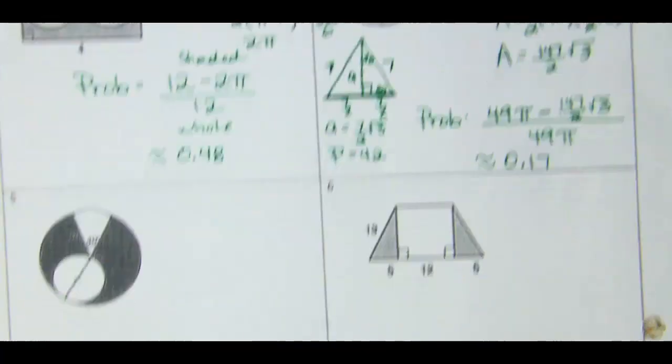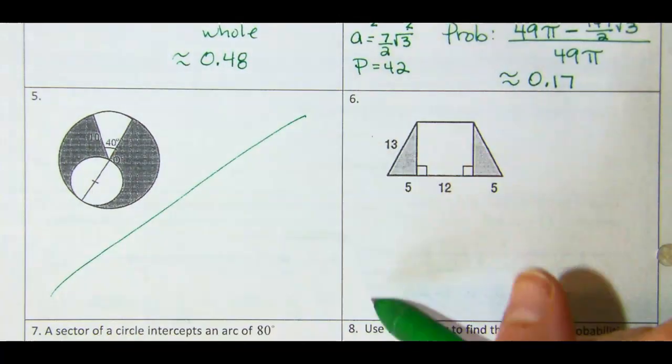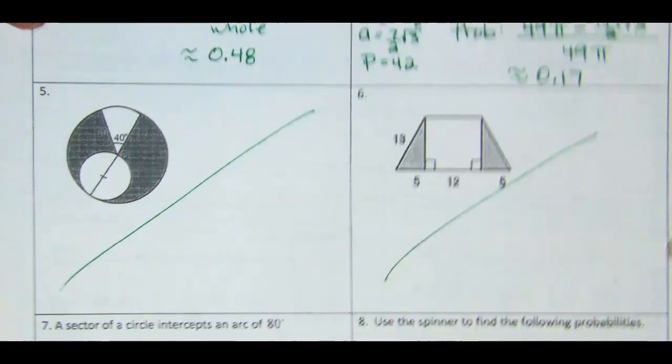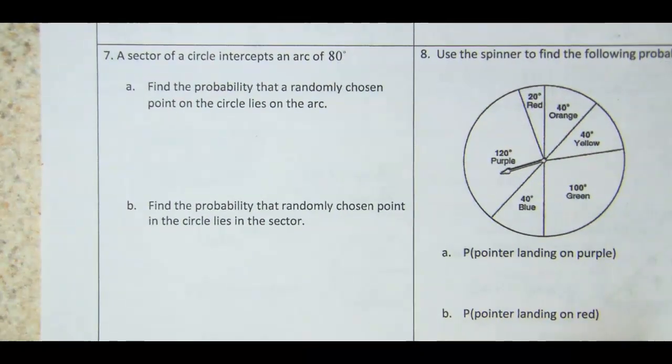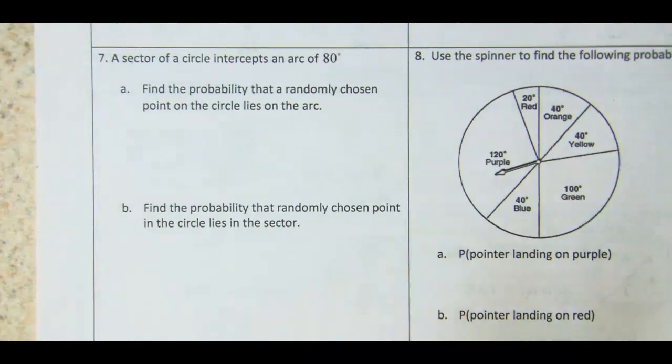Now, just for time's sake, we are going to skip 5 and 6, and then we're going to move on to question 7. It says a sector of a circle intercepts an arc of 80 degrees. A. Find the probability that a randomly chosen point on the circle lies on the arc. And then B says the probability that it's in the sector. So this is bringing together arc length and sector area.